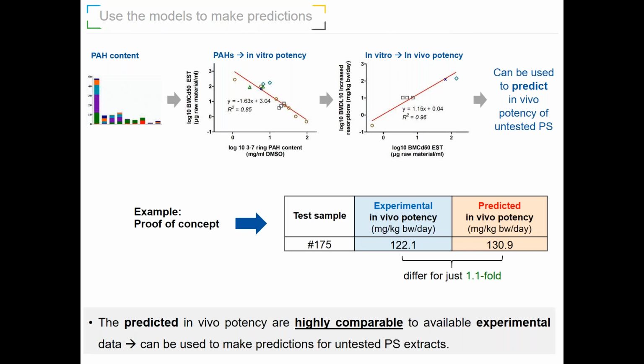Here is an example of how the proof of concept can be applied. In the blue column is the value of experimental in vivo potency of sample 175, and in the orange column is the predicted value using the previously mentioned correlation models, or we can call them structure activity relationship models. You can clearly see that the experimental in vivo potency is highly comparable to the predicted one, which differs only 1.1-fold.